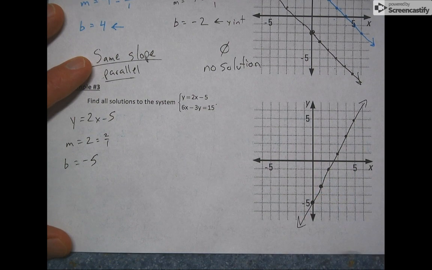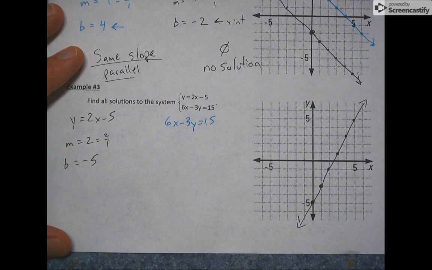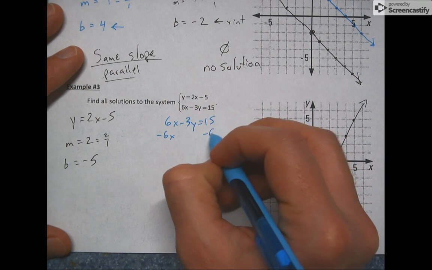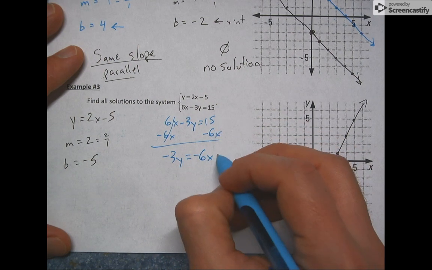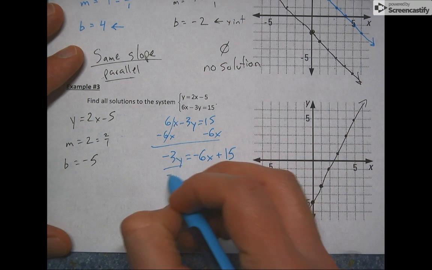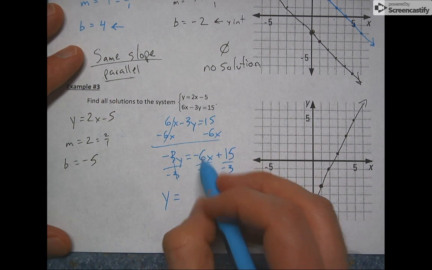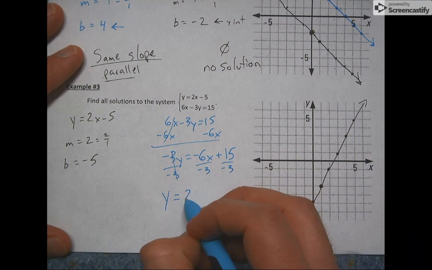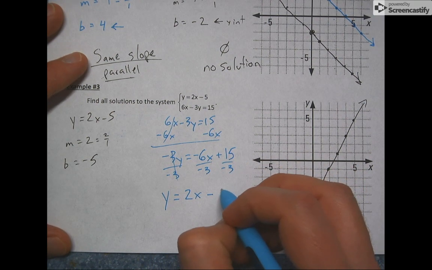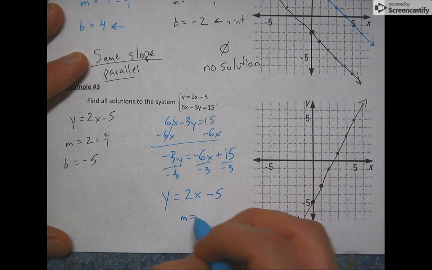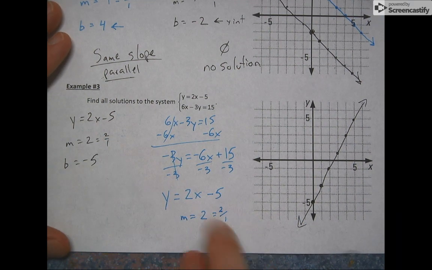Okay, and now the other one, we've got to do a little bit of work too. It's not in good form. So we've got to get y by itself, moving the x first. So I have negative 3y equals, I'm going to put the x up front, negative 6x, plus 15. Divide by the negative 3 all the way across the board. So y equals, two negatives make a positive, 6 divided by 3 is 2x. A positive and a negative make a negative, so I'm going to put minus. 15 divided by 3 is 5. My slope is 2. So right away, look, I've got the same slope.